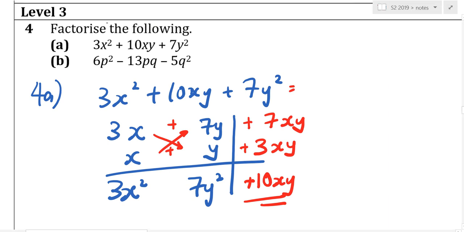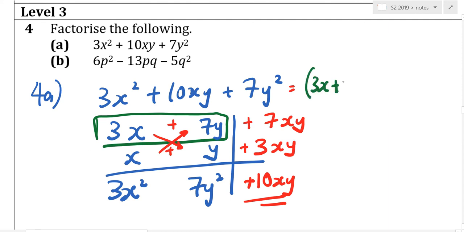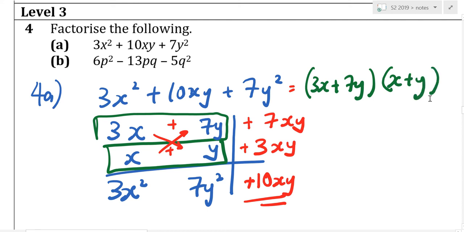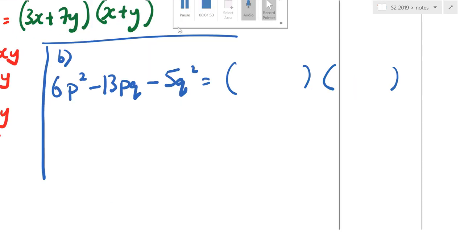So I copy the first one. So I write 3x plus 7y, close bracket. The second one below, x plus y. Is that okay? Now, can I agree that after I factorize, I will have two brackets, right?